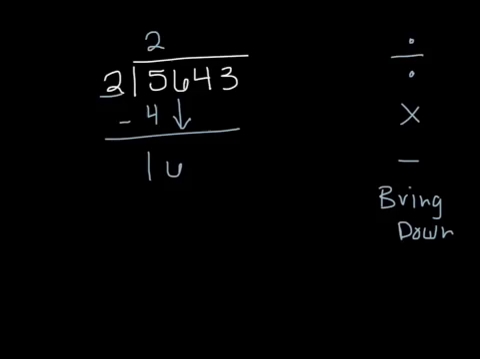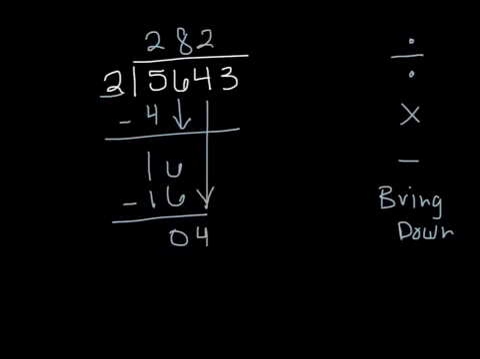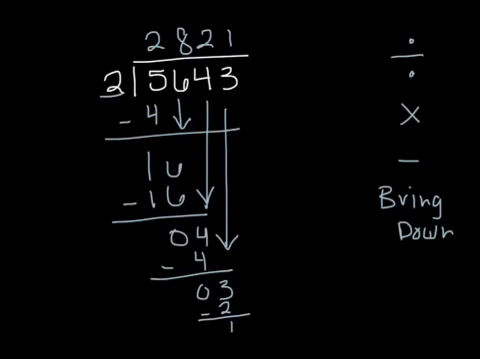And then we do it again. 2 goes into 16 8 times. 8 times 2 is 16, so we multiplied. We subtract. We bring down. 2 goes into 4 twice. 2 times 2 is 4, so we multiply. We subtract. And we bring down. We divide. We multiply. We subtract.